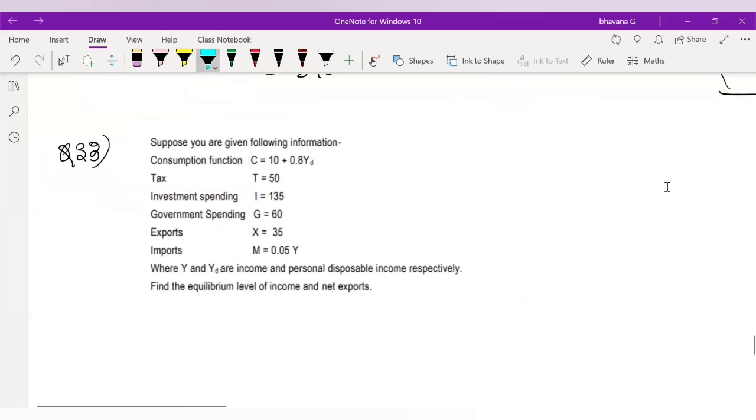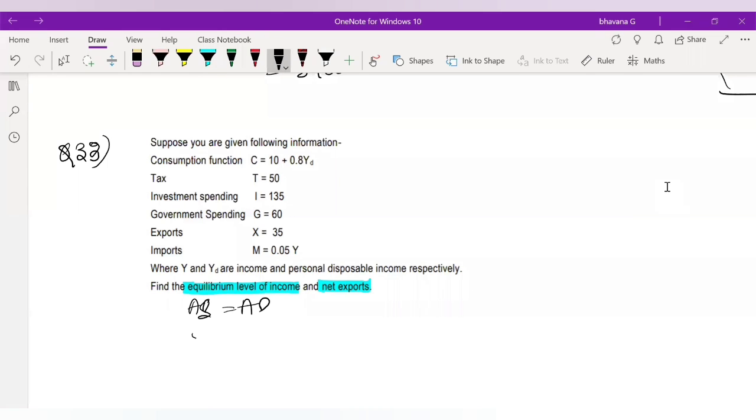Okay, next question. Suppose you are given the information on the consumption function, tax, investment spending, government spending, exports and imports, where Y and YD are income and personal disposable income respectively. Find the equilibrium level of income and net exports. How will you find out the equilibrium level of income?